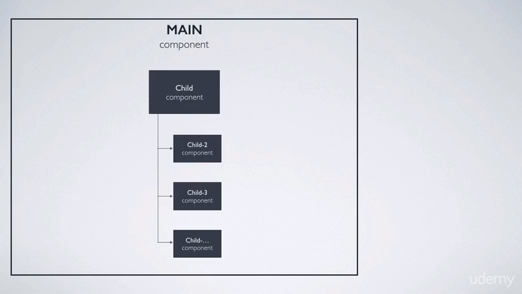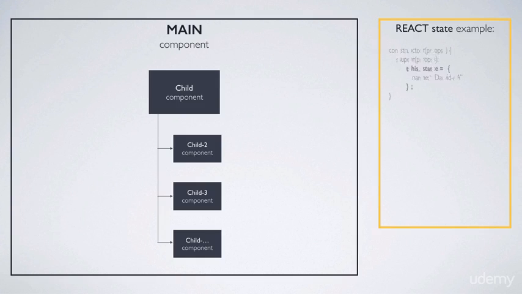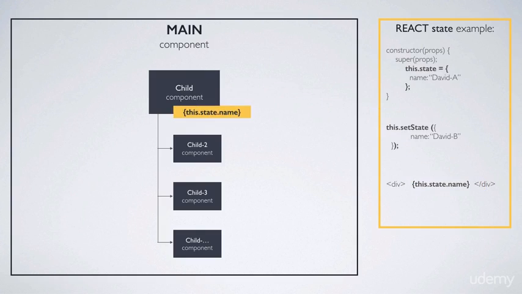In React, you have a main component and some child components. You set some initial state, and you also decide when and if that state should change based on some events happening in your app, and React will automatically update the UI accordingly. Eventually, you can make the state available to child components by passing it as props.